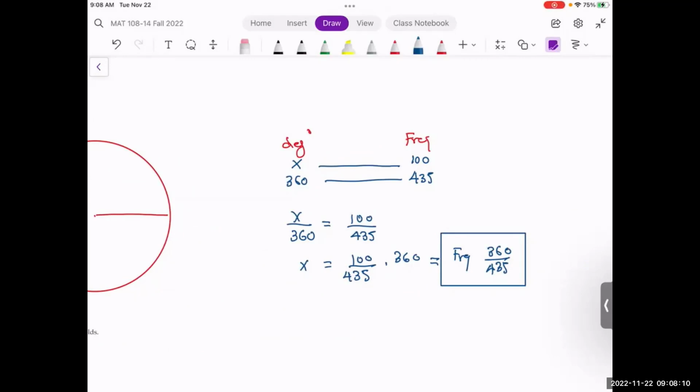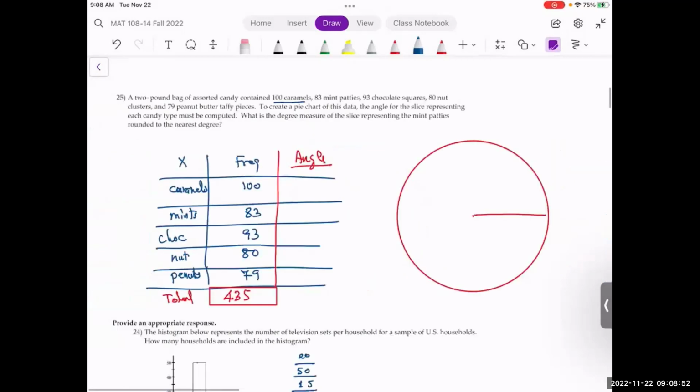So the first one I'm going to use, let me do it here on the side. So I'm going to multiply 100 times 360 and divide by 435. And that's going to give me 82.75. You can round it to 83, let's say, right? 83 degrees. Are we okay with this? So this is 83 degrees.